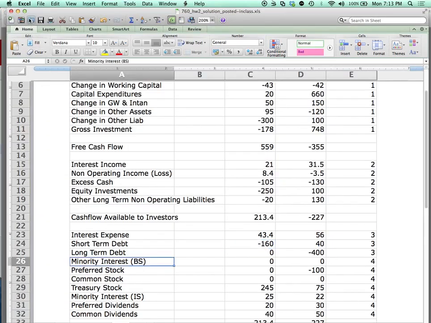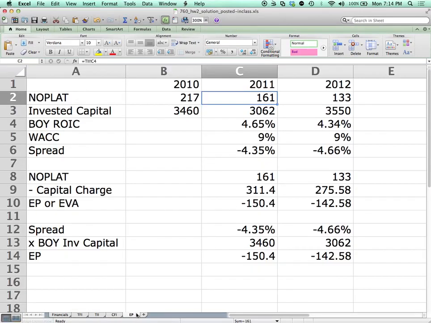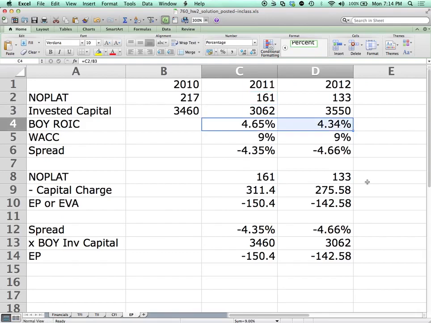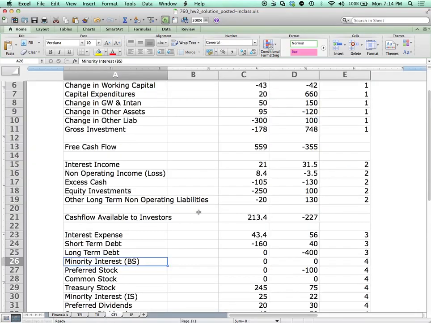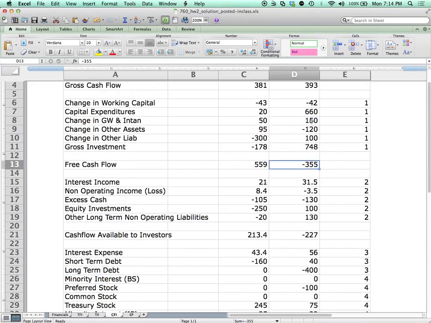Then, ROIC. Let's go back to this company. This company has an ROIC in the low to mid fours. So what does that make you feel about this negative free cash flow and this big capital expenditures? How do you feel about that? You feel good? Feel not so good? Not so good. They're making bad investments.